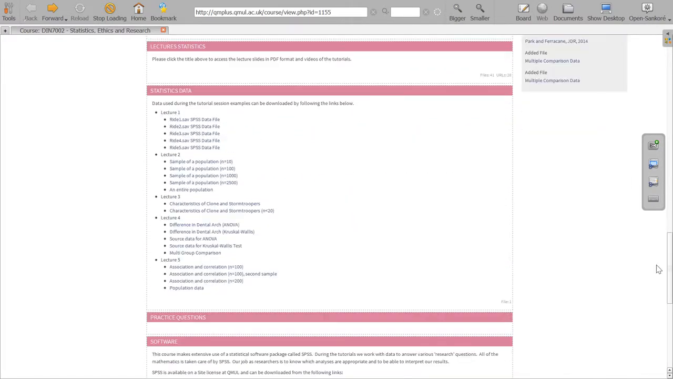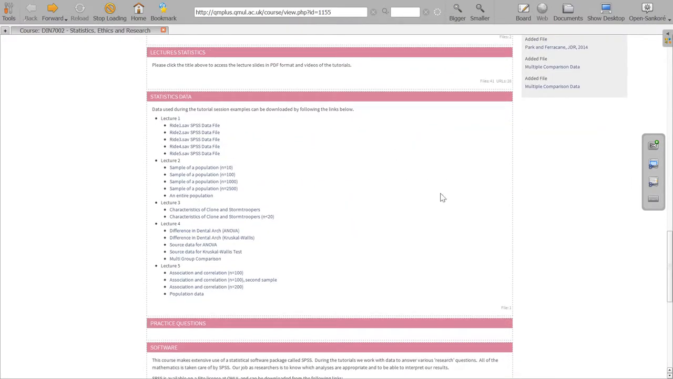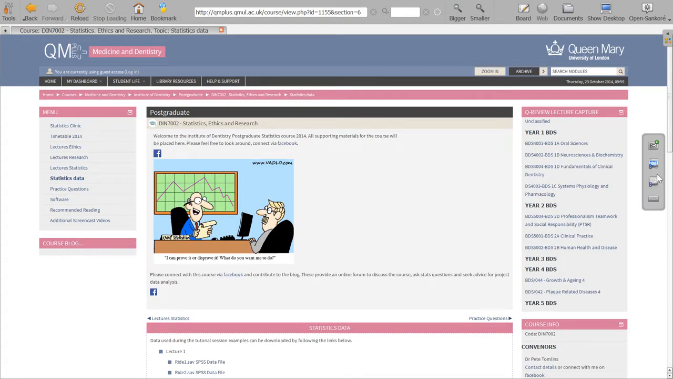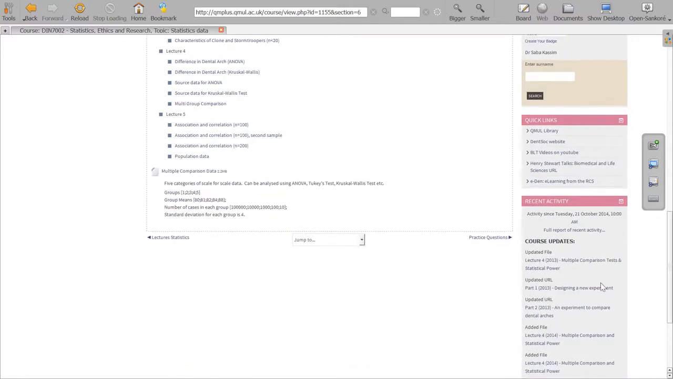If you go down to statistics data, it's slightly hidden. So this is all last year's data that you see here. You have to click on the title, statistics data, to get into the section. And if you click on that title, it will take you to a list of data files. And at the bottom of that, you'll see this one called multiple comparison data.